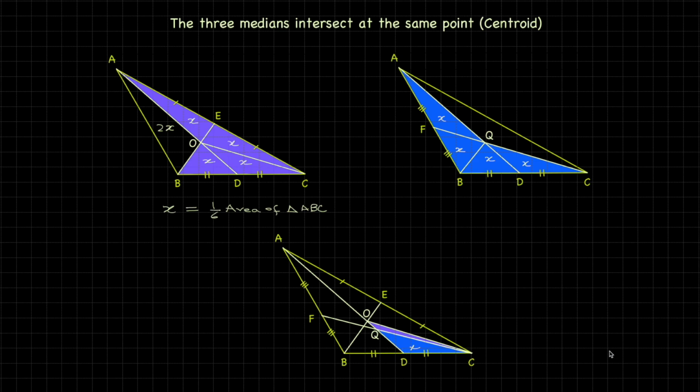This is clearly impossible as long as Q and O are different points. So our assumption that Q and O are different is wrong. And that means that median CF has to pass through point O. So we have been able to prove that all three medians must intersect at the same point.